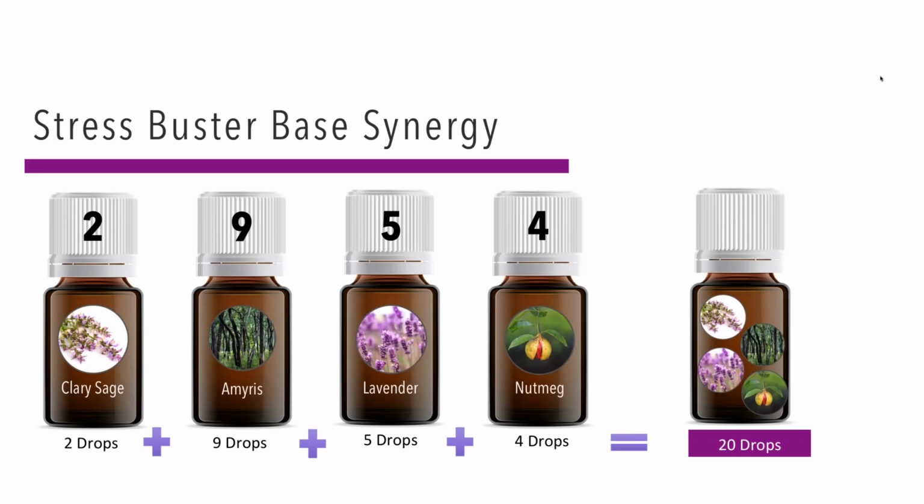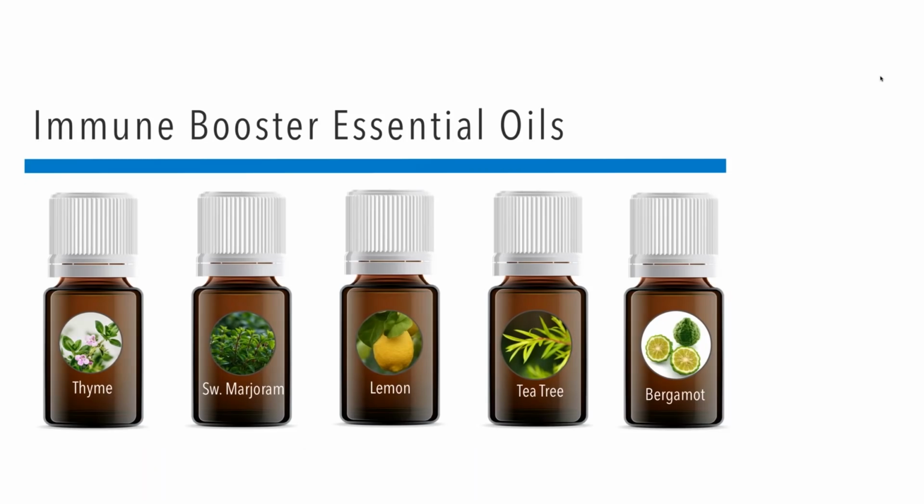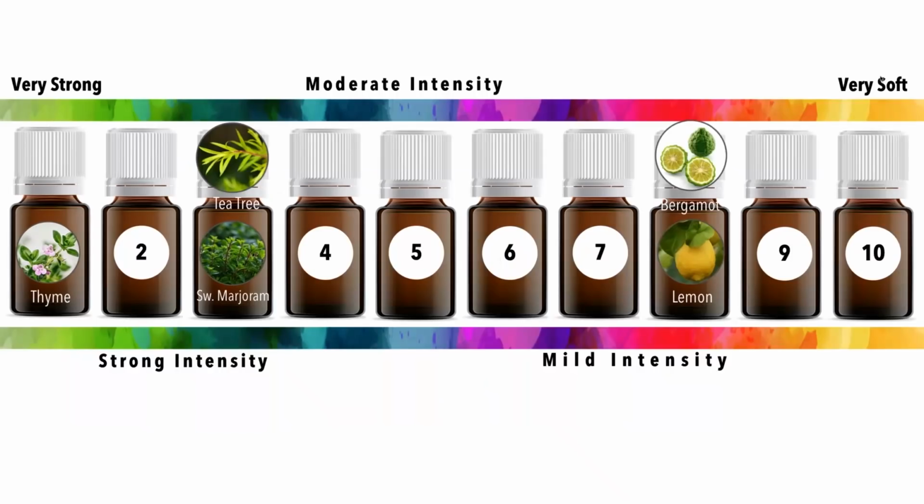All right, let's do the same thing for Immune Booster. So we know that we want the aroma to smell balanced. We're going to formulate this base synergy using what we know about aroma intensity. Our essential oils are thyme, sweet marjoram, lemon, tea tree, and bergamot. When we look up their intensity scores, this is what we find. We find that thyme is a 1. We're going to have to work very carefully with this very powerful aroma. Sweet marjoram and tea tree are both 3s, and lemon and bergamot are both 8s.